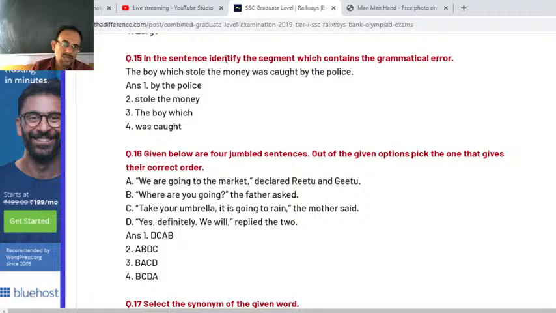Next, in the sentence, identify the segment which contains the grammatical error. Like for example, the boy which stole the money was caught by the police. The boy which is one segment. Another segment is stole the money. Another segment is was caught. Another segment is by the police. So which segment do you think is wrong? It is very easy, I think all of you can answer this. So Prakhar says 3. Yes, the boy who. It should be the boy who, right?